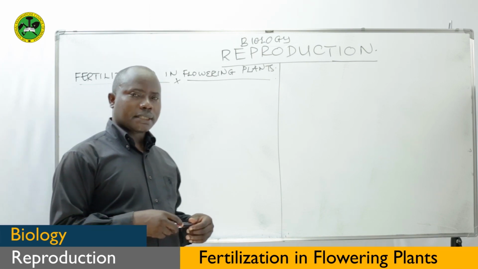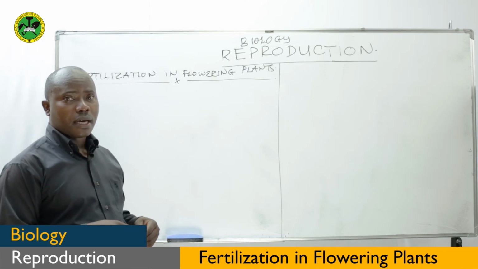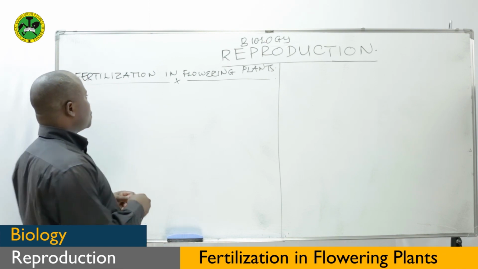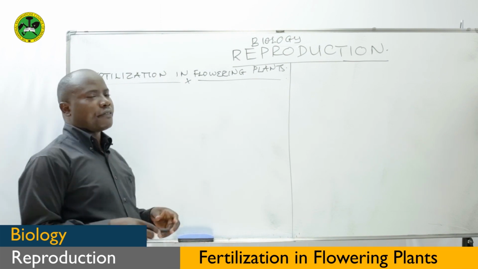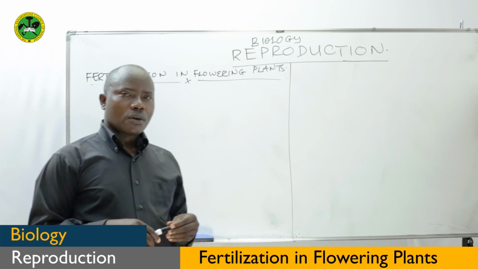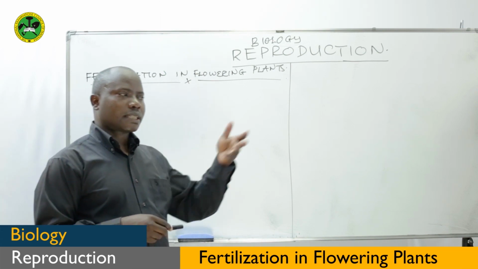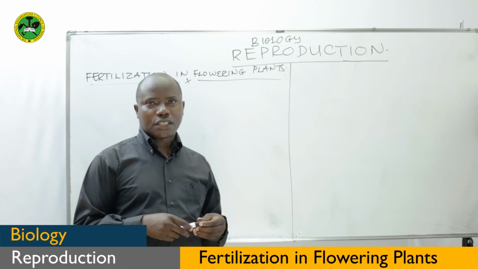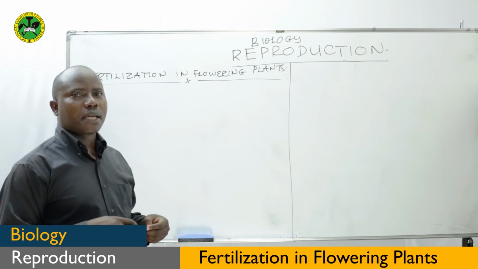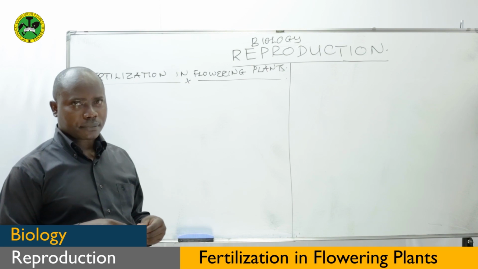As you remember, last time I presented to you the structure of the flower and the gametogenesis. Today I'm going to present to you fertilization in flowering plants. It means once the gametes have formed, the next step is fertilization, so that other important structures in plants can be formed, such as seed and the fruits.